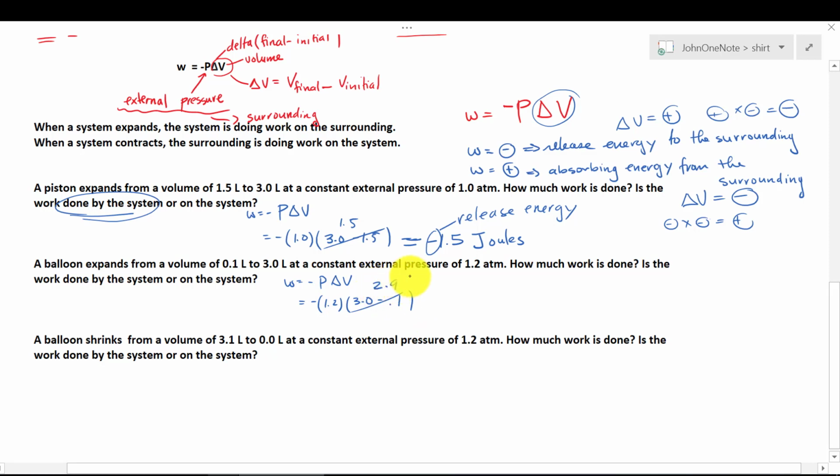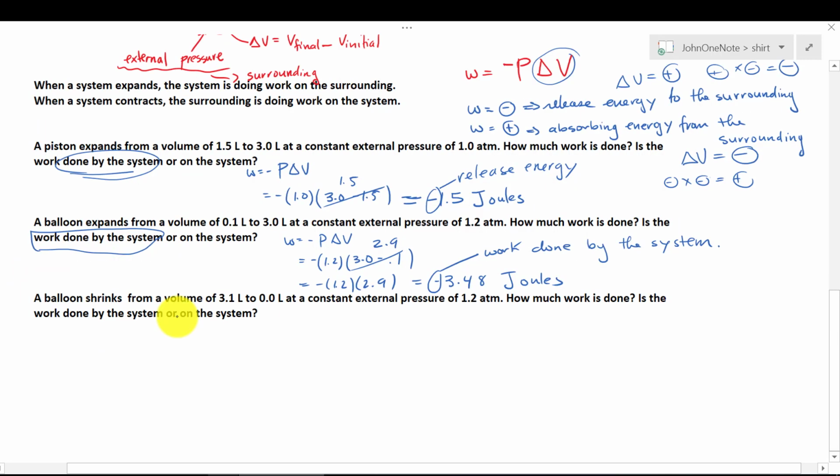That's the change in volume. And again, you know that the change in volume is positive. That means the system is doing work on the surrounding. It is releasing energy to the surrounding. So therefore, we have negative 1.2 times 2.9, and this is equal to negative 3.48. And that's in joules. Because of this negative right here, that tells you that the system is doing the work. So it's work done by the system.